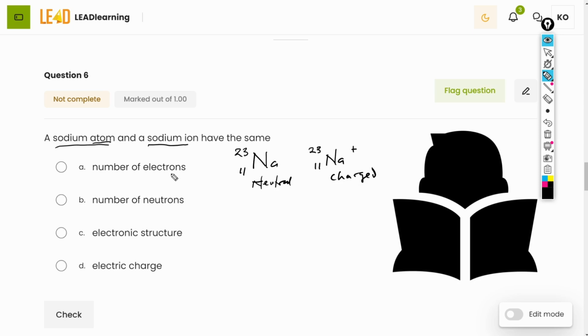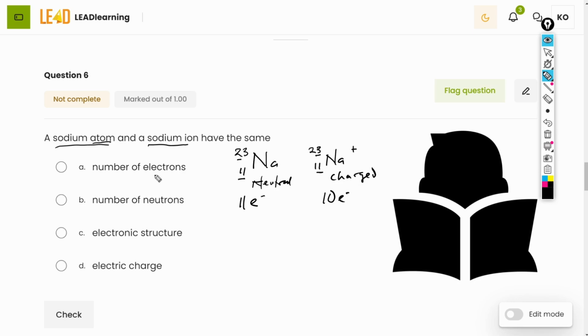What is similar? So clearly from here we've seen that the proton numbers remain the same, and the atomic mass remains the same. However, the number of electrons are not the same. The proton number is always equal to the electron number in a neutral atom. So this sodium here has 11 electrons, while this sodium here, because it has lost one of its electrons, has 10 electrons. So let's look at our options.